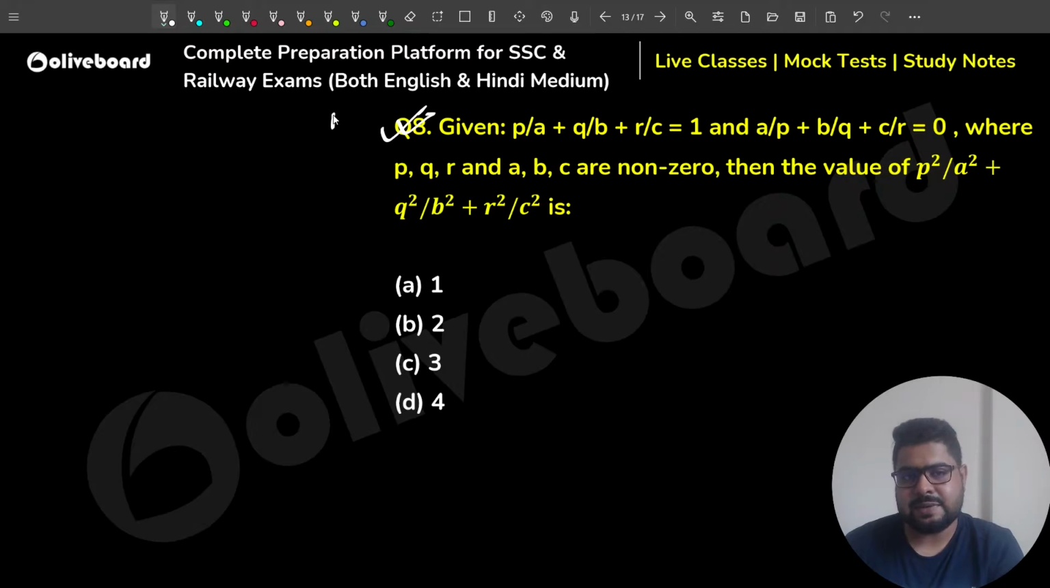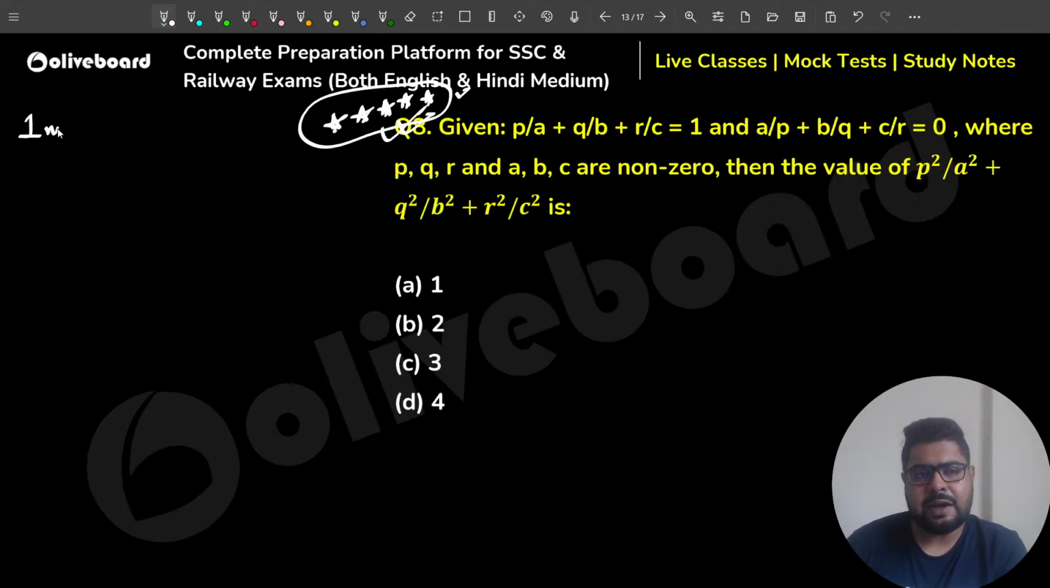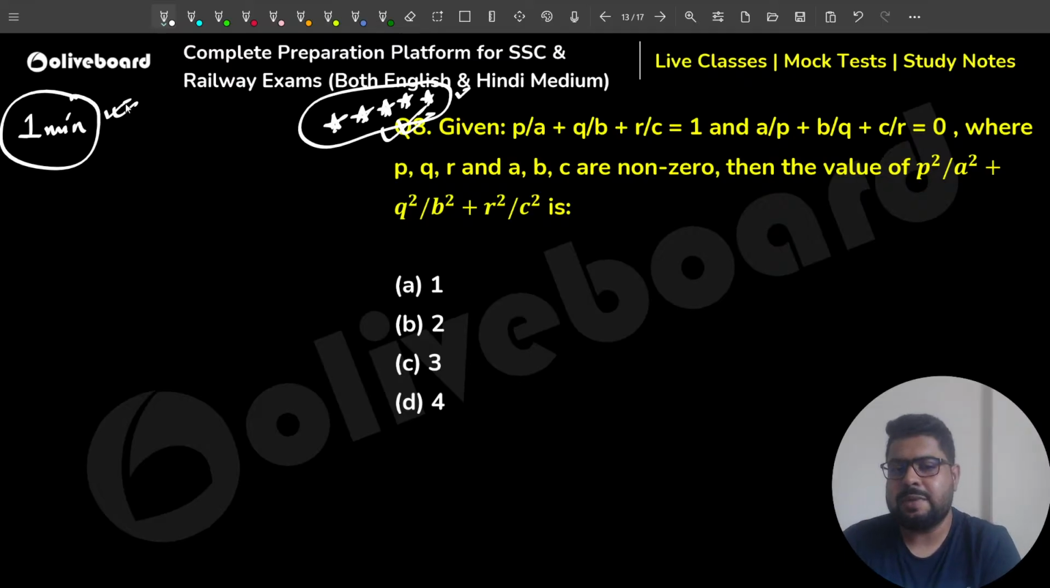This is a question from the selection phase last year. Last year's, everything is 2025. And it's a brilliant question. I'll give you 1 minute, if required 30 seconds more as well, for you to be able to solve this.